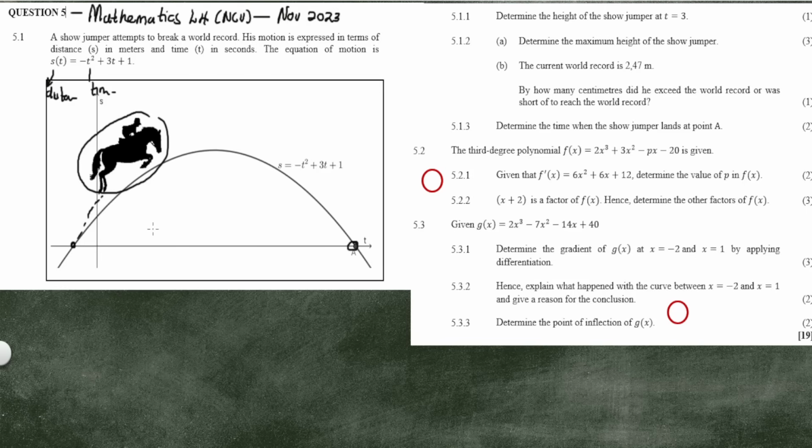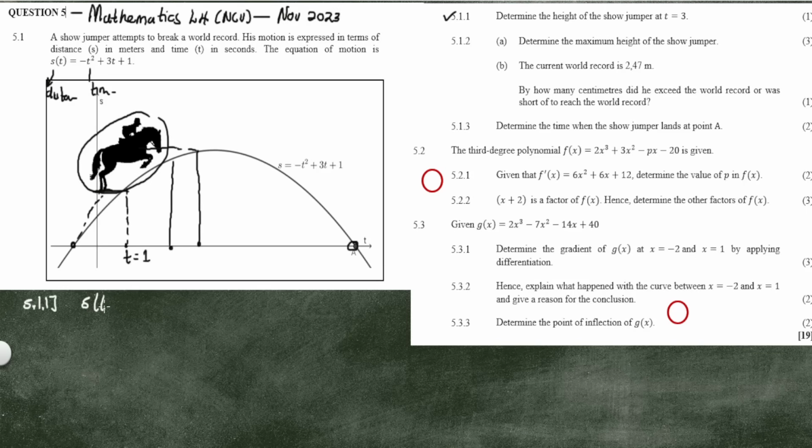Now 5.1.1, the first question, they want us to determine the height of the show jumper at T equals 3 seconds. Now, this might be T1, this is T equal to 1 second, this might be T2, and then this might be T3. We want to find out how high the jump is when T is equal to 3 seconds. So we calculate. It's a 1-mark question.